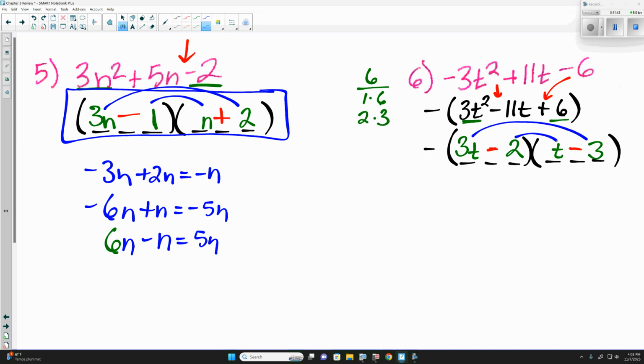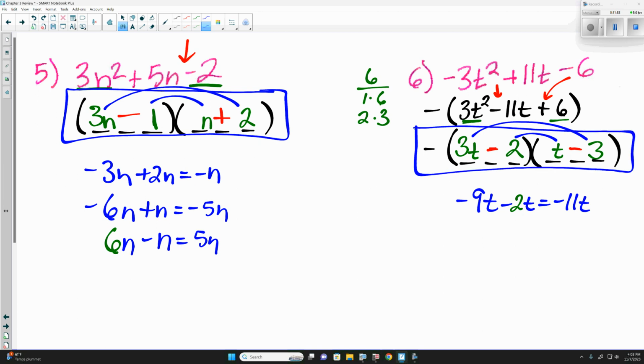And then check this here. 3t times negative 3 is negative 9t. Negative 2 times t is negative 2t, which gives us negative 11t, which is the middle term we want. And we get this here, because again, we're checking back this middle term, not the original. And that's it.